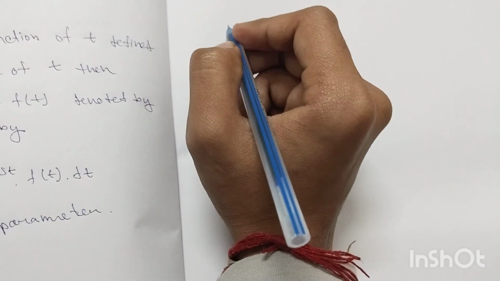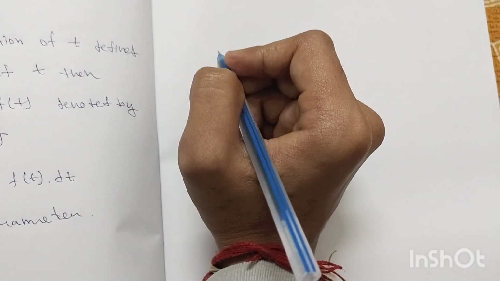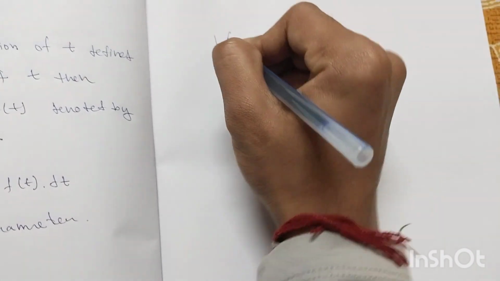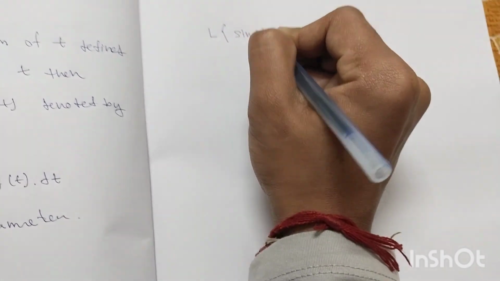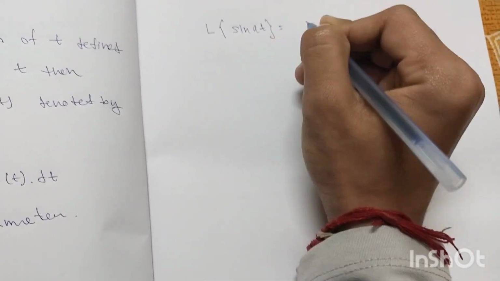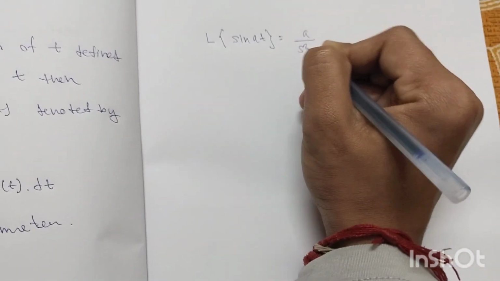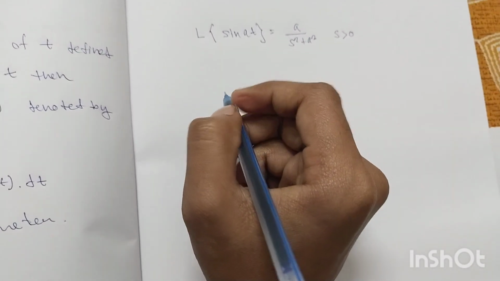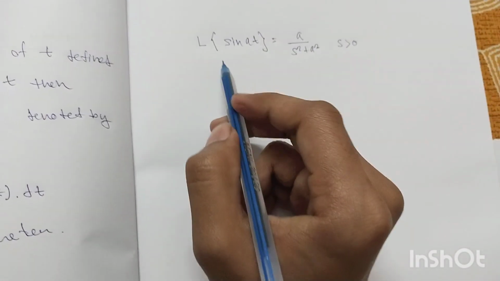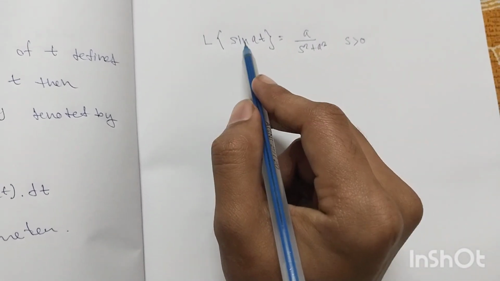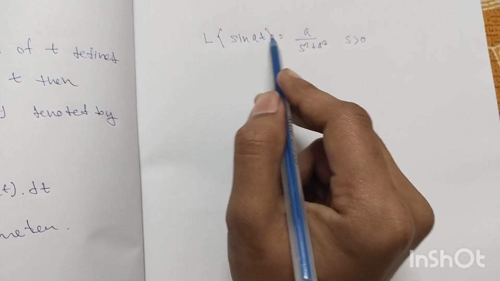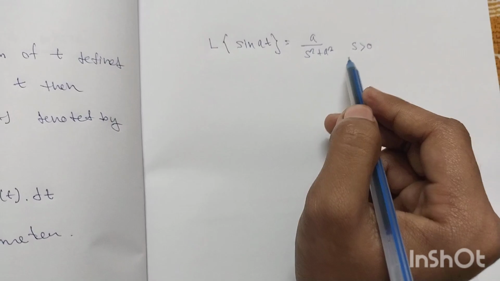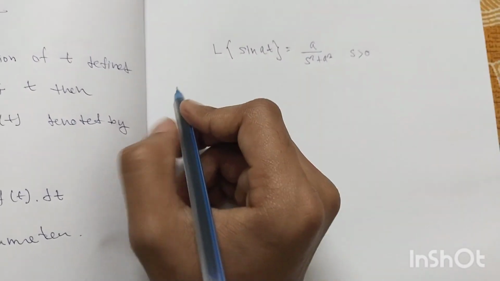So now we are going to discuss about Laplace transform of sine at. Laplace transform of sine at is equal to a by s square plus a square, where s is greater than 0. So we are going to prove that Laplace transform of sine of at is equal to a by s square plus a square, where s is greater than 0.